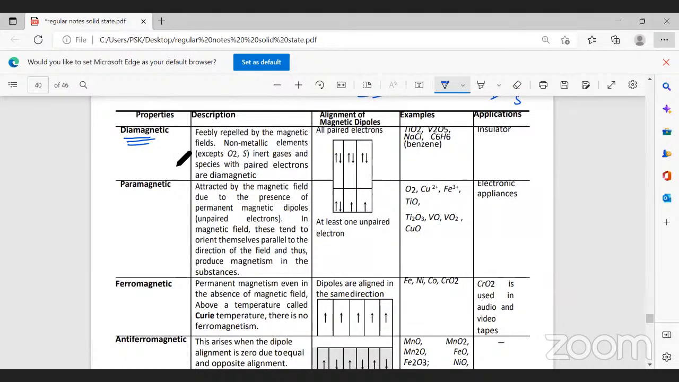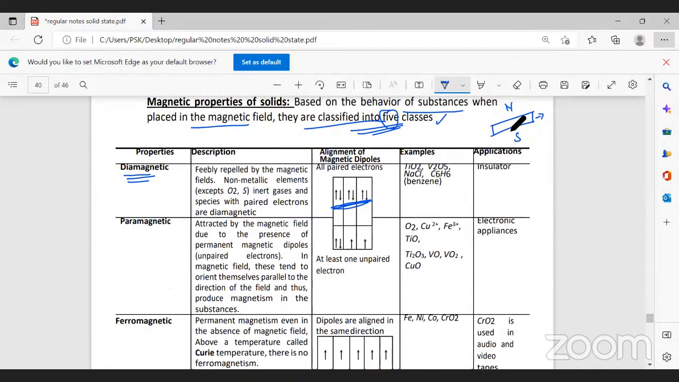See, observe this carefully. This is the electronic configuration for diamagnetic. Now, these are our orbitals. Do we have any unpaired electrons? No, sir. They all are paired electrons. When a material having paired electrons is placed in the magnetic field, it will be feebly repelled. They will be moving away from the magnetic field. Those kind of materials are called diamagnetic materials.